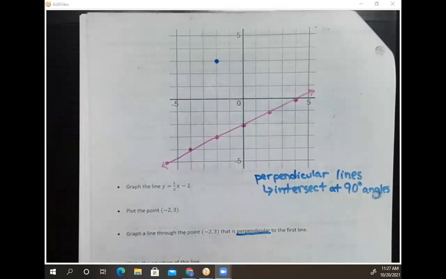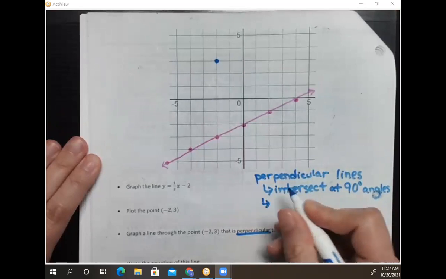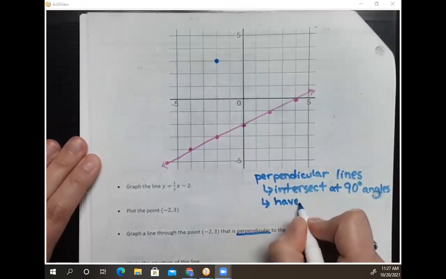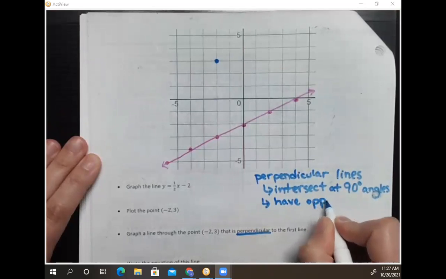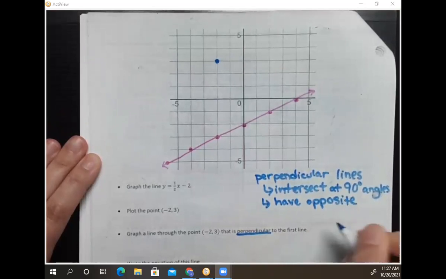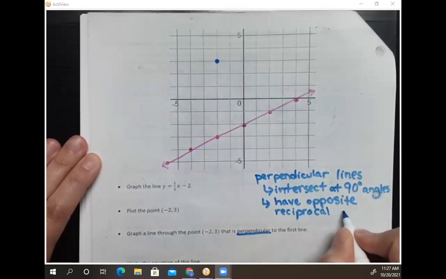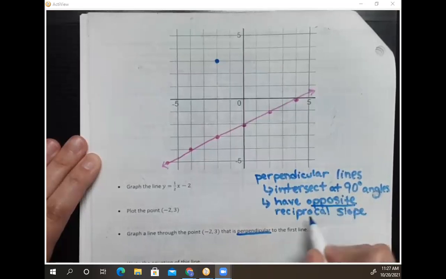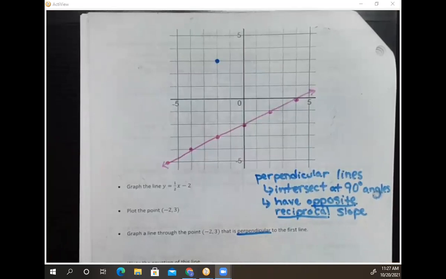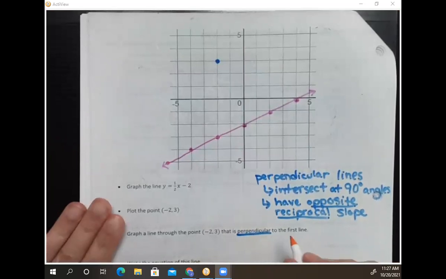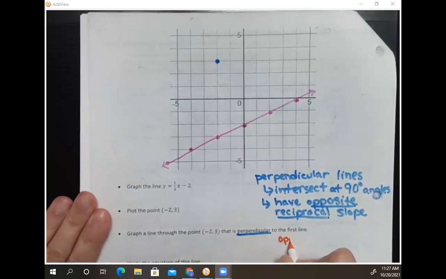In algebra, when we focus on the ways to describe these perpendicular lines, those equations that we're going to use, we're again going to take a look at the slope, but this time our lines have what we call opposite reciprocal slope. So opposite reciprocal. Let's talk about what opposite reciprocal means.